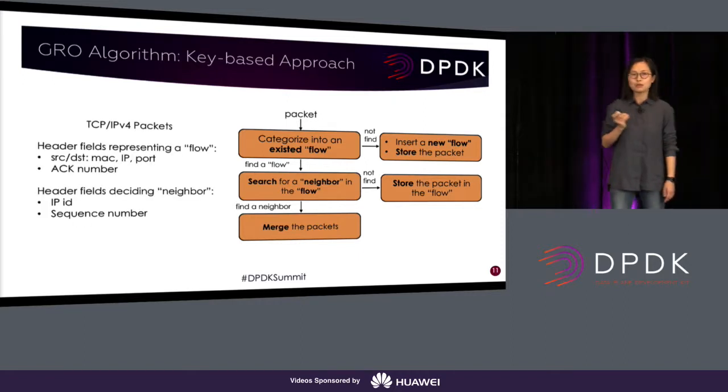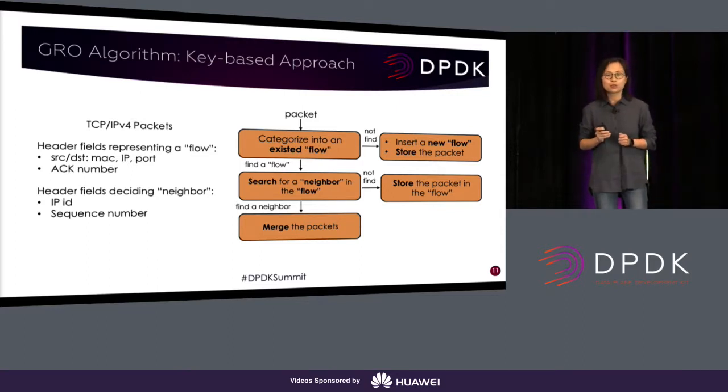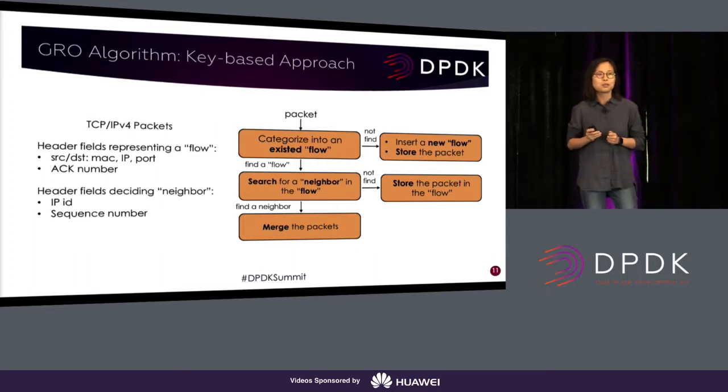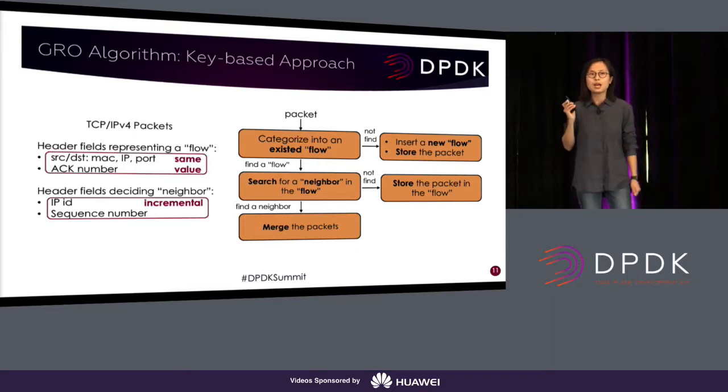For TCP IPv4 packets, the header fields used to present a flow include source and destination IP address, MAC address, and ports. And besides, it includes the TCP acknowledge number. And the header fields used to decide if two packets can be merged include IP ID and TCP sequence number. If two TCP IPv4 packets want to merge, they must have the same flow value, and their IP ID and sequence number must be incremental.